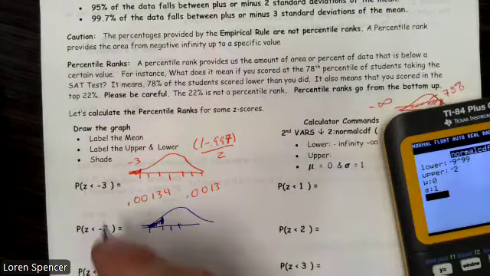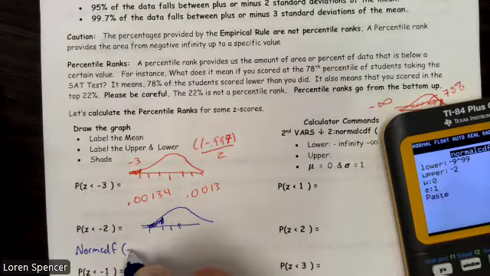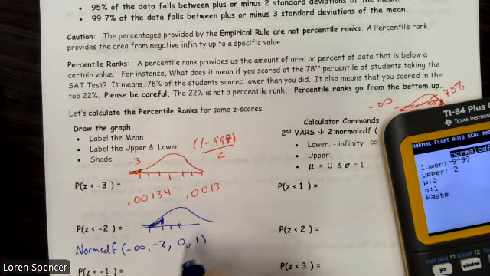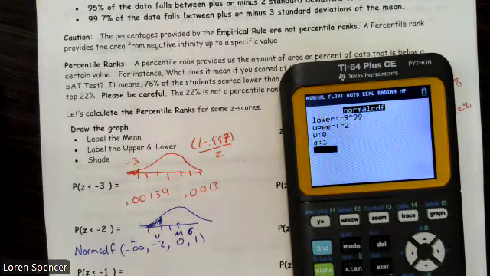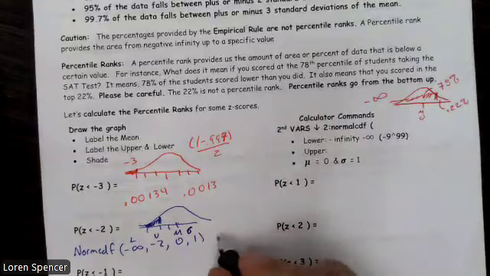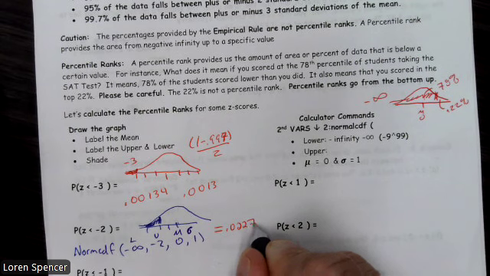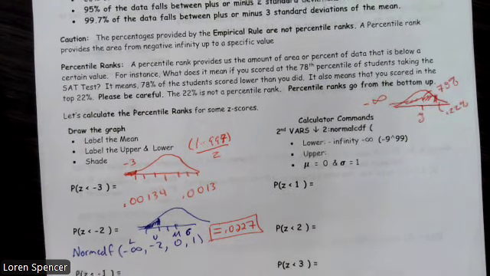And the way you're going to show your work on these, and I didn't do it on the last one, is you're going to write normCDF, lower bound negative infinity, -2, 0, 1, labeled lower, upper, mean, standard deviation. Easy work to show. Press enter, and we have 0.0227. And once again, we'll just go 4 decimal places.